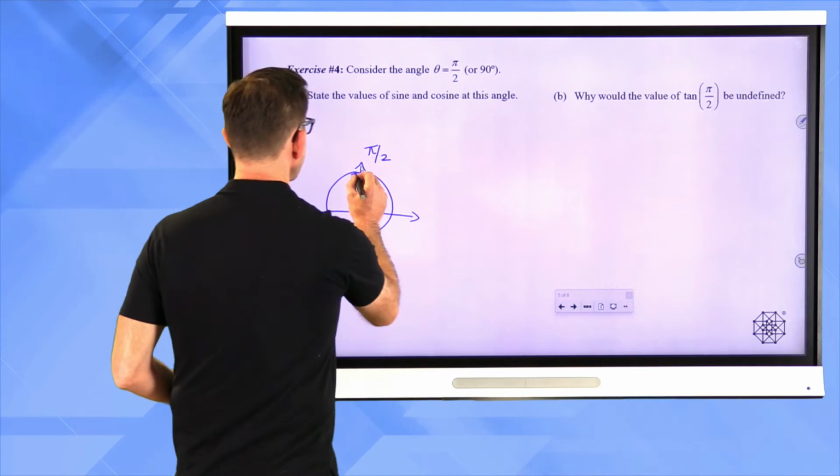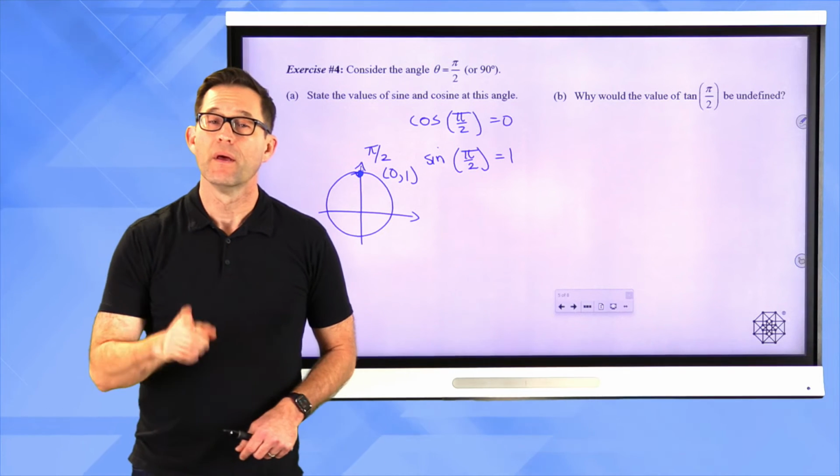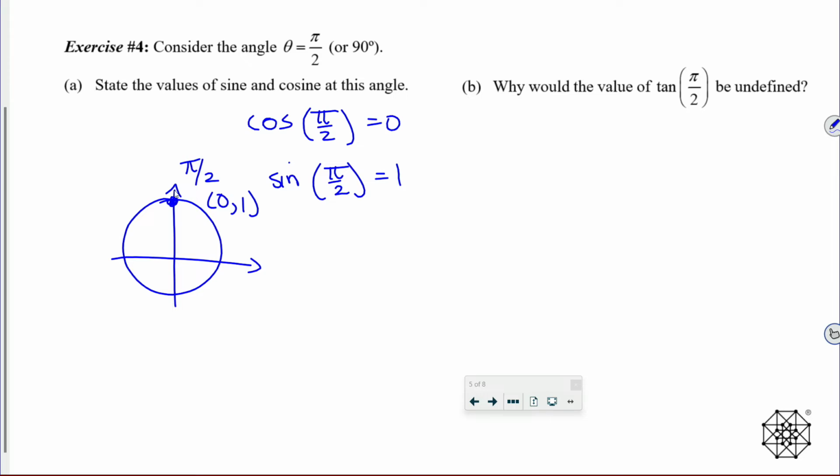Well, given that this point on the unit circle is (0, 1), we therefore know that the cosine of pi over 2 is equal to 0, and the sine of pi over 2 is equal to 1. Awesome. Now for letter B. Why would the value of tangent of pi over 2 be undefined?